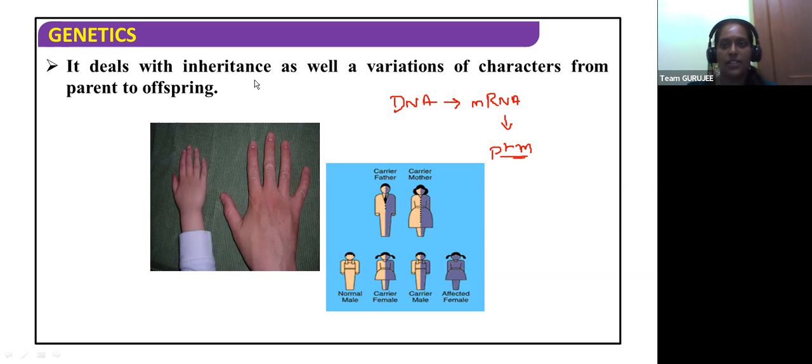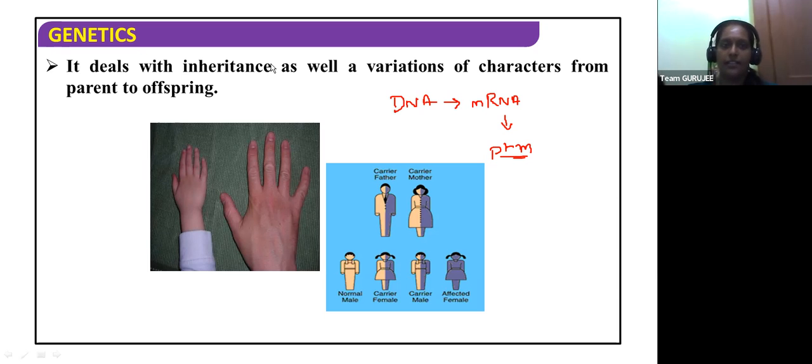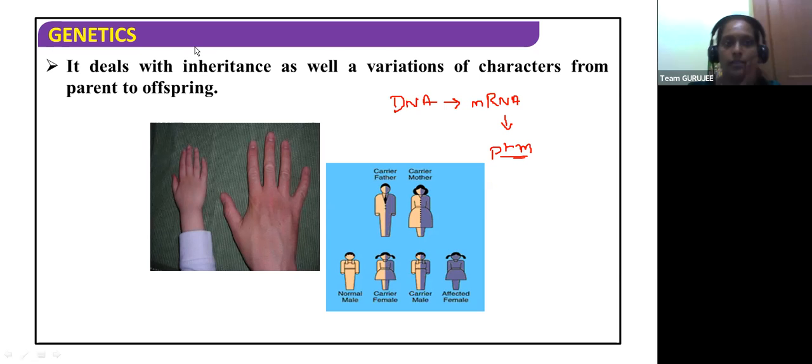What is variation? Why is variation very important? Ma'am, to keep life continuing, it is important. Okay. Apart from that, first of all, what is variation? What is variation? Ma'am, when there is slight modification in characteristic when inherited from the parent to the offspring.